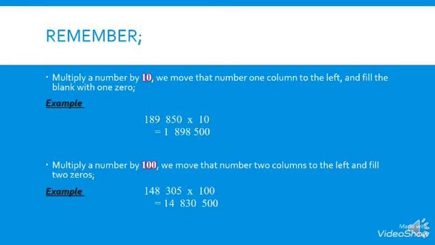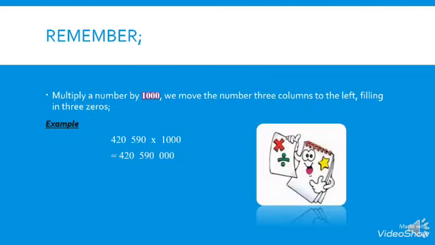When we multiply a number by 100, we move that number 2 columns to the left and fill 2 zeros. As you can see on your screen, 148,305 multiplied by 100, we got the answer 14,830,500. In the image you can see we place 2 zeros at the end of the number.